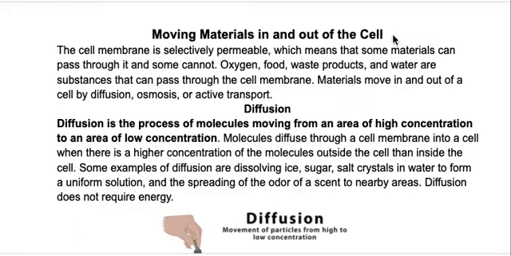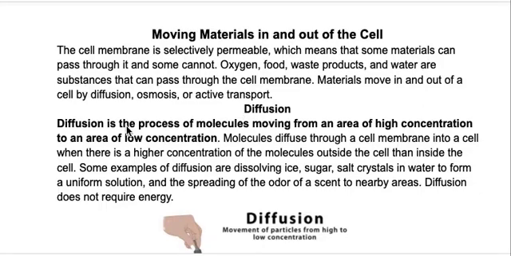Moving materials in and out of the cell. The cell membrane is selectively permeable, which means that some materials can pass through it and some cannot. Oxygen, food, waste products, and water are substances that can pass through the cell membrane. Materials move in and out of a cell by diffusion, osmosis, or active transport.